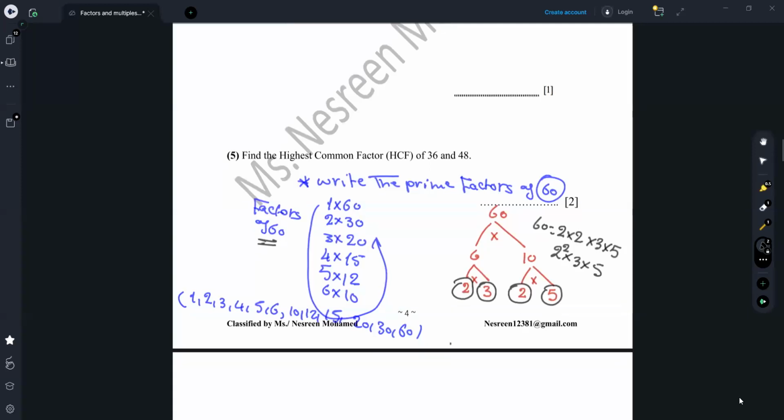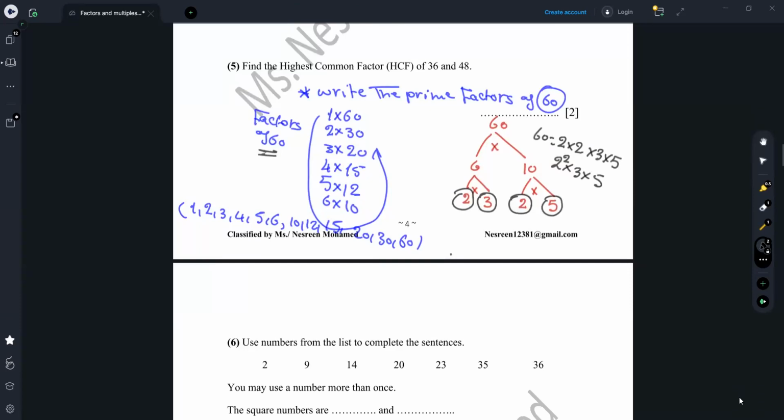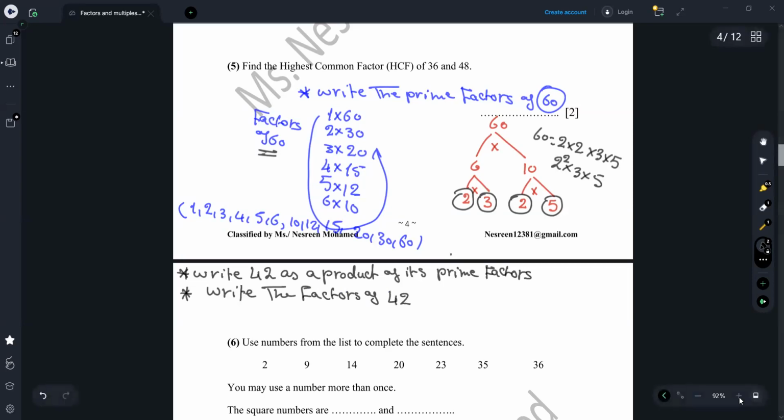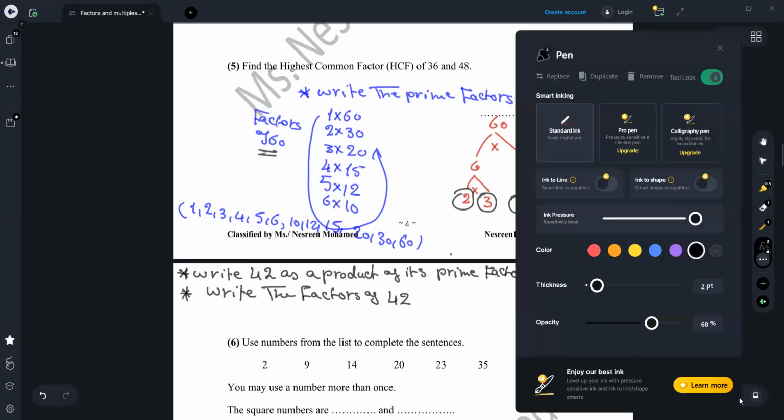Let's take another example before we solve. We go to the exercise. If I am asking you, write 42 as a product of its prime factors. Okay, this is the first one. This is a question. And if I am asking you, write the factors of 42. What do we say here? Write 42 as a product of its prime factors.